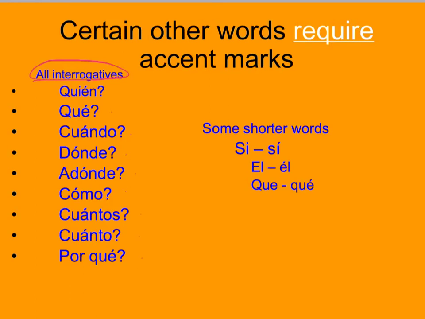And then for some shorter words, the meaning changes. If I write si without an accent mark, it means if. If I write sí with an accent mark, it means yes. El means the. Él with the accent mark means he. And sometimes in sentences you'll see the word que. It's not in a question, it means that, compared to qué in a question with an accent mark. So the accent marks just appear on some words to help us know the meaning of the word, and then in all interrogatives.